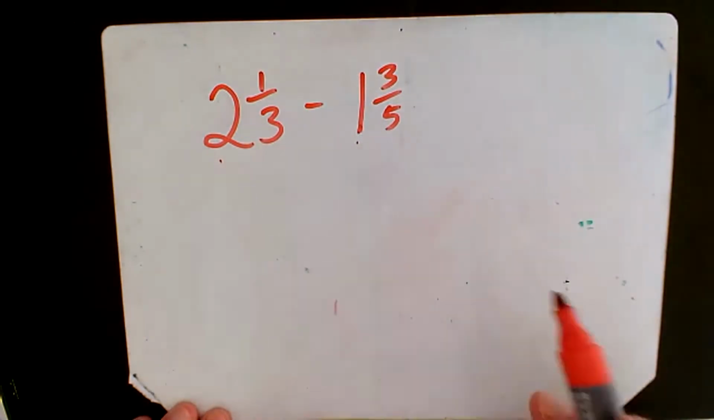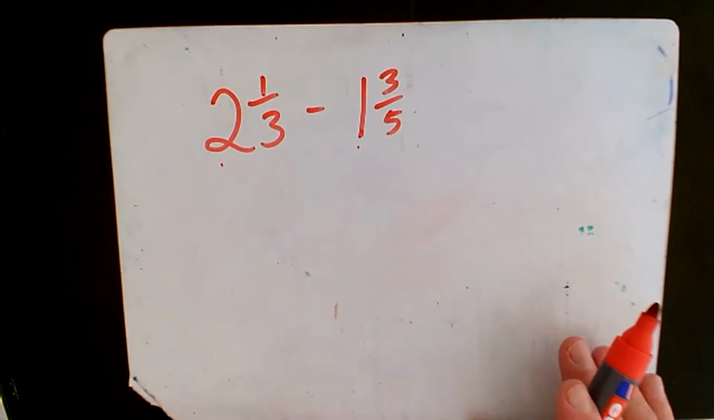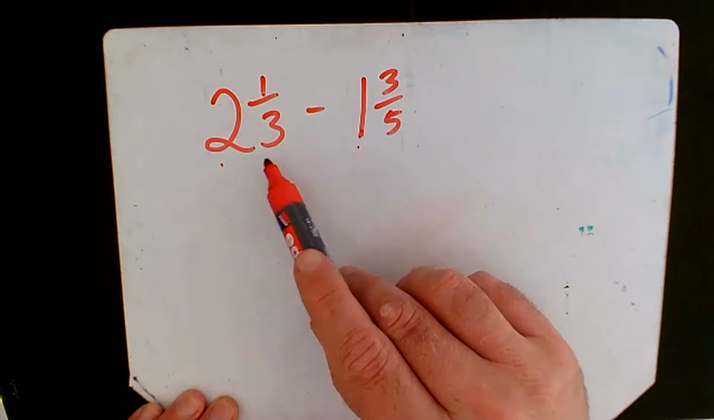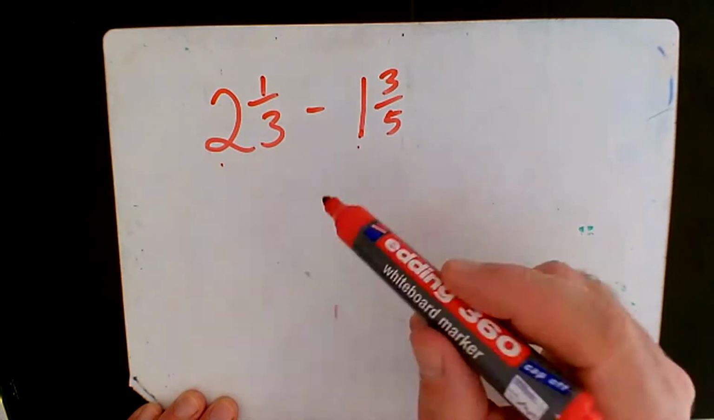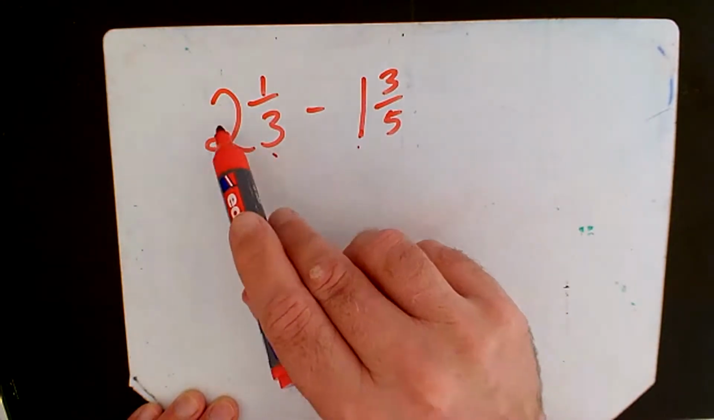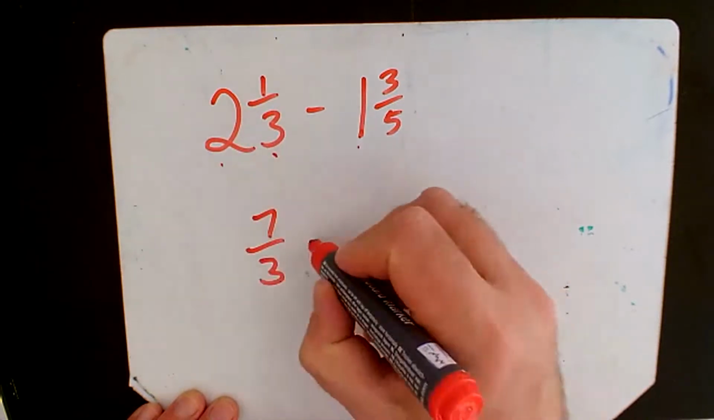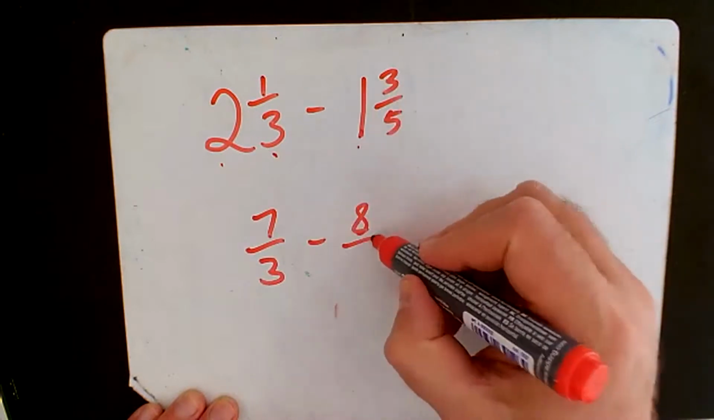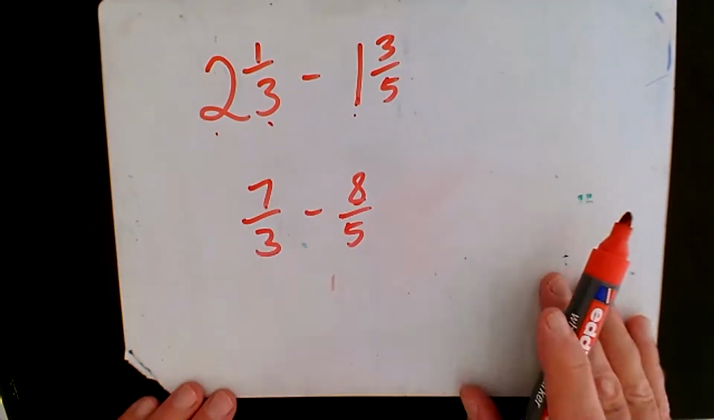Now remember, when we're dealing with mixed numbers and subtraction, we turn our mixed number into an improper fraction. So remember, that's the bottom number, the denominator, 3, times the whole number, add 1. So 3 times 2 is 6 and 1 is 7. So it becomes 7/3 minus 1 times 5 is 5 and 3 is 8, 8/5. That's the first step, to turn it into an improper fraction.